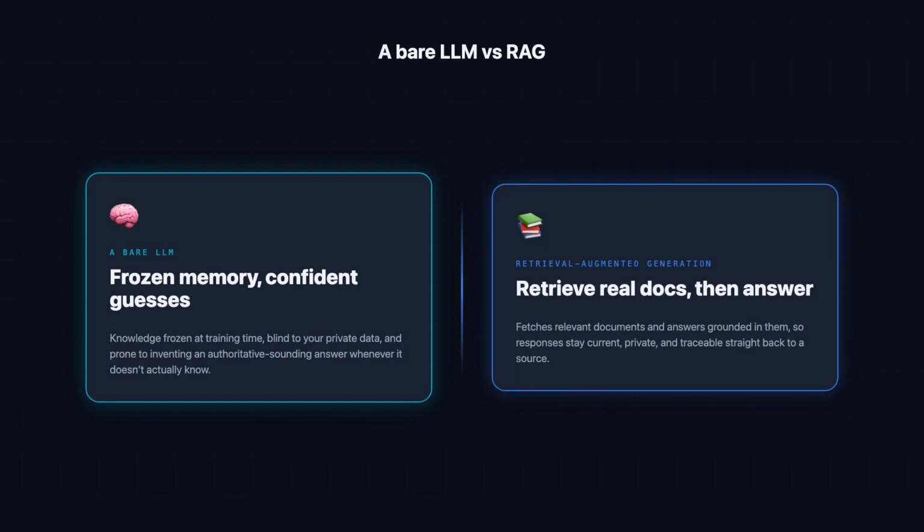RAG changes the game by fetching real documents first and answering from them. The knowledge is whatever you indexed, so it can be current and private, and every claim can point back to a source. When the right passage is retrieved, the model reads instead of guesses, and confident fabrication drops sharply.